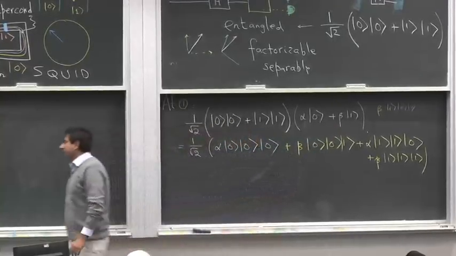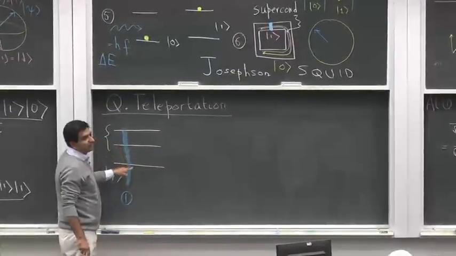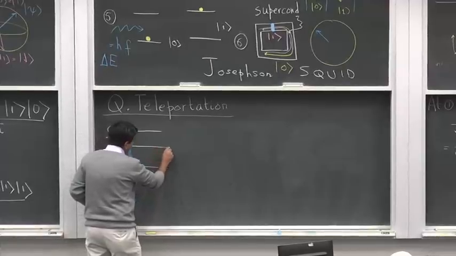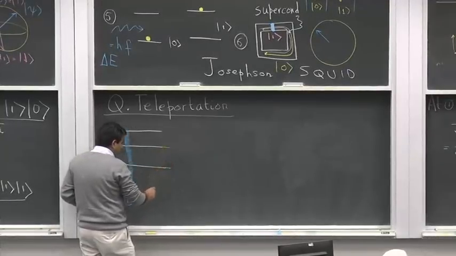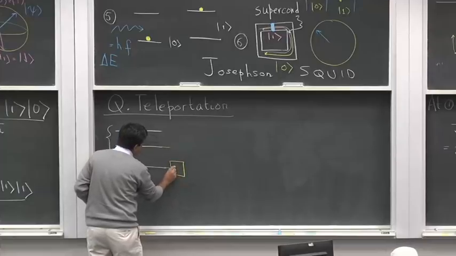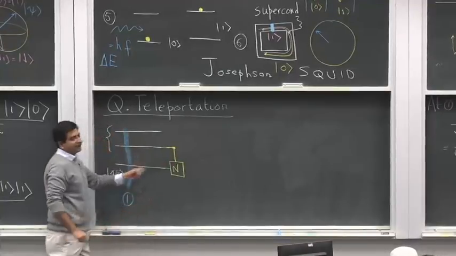Now what I would like to do, on this second qubit and the third qubit, is perform a controlled NOT on the second qubit and the third qubit.